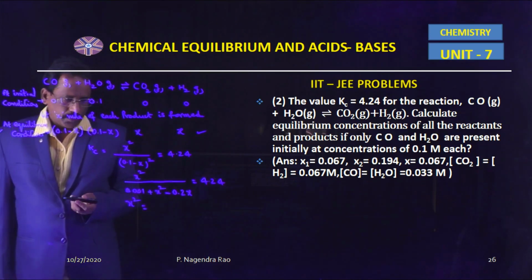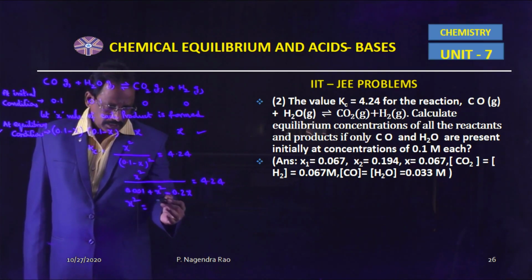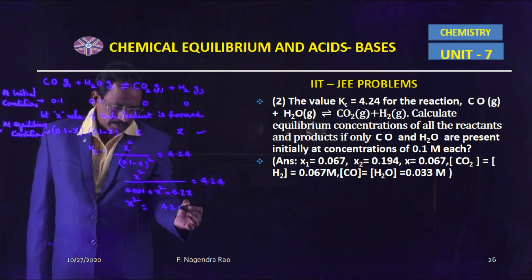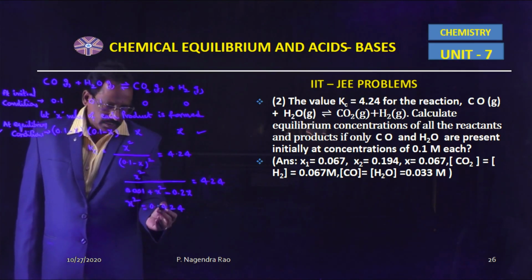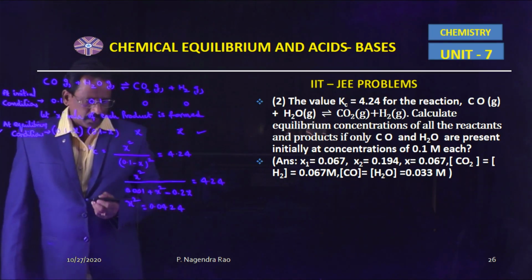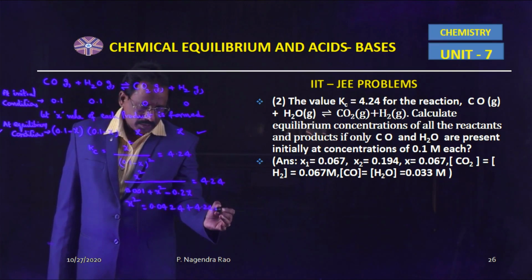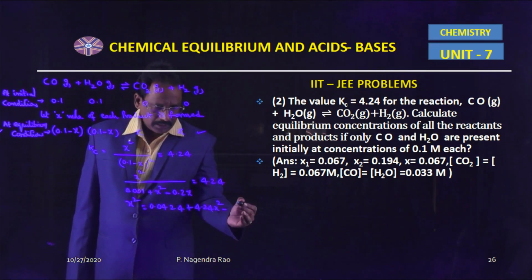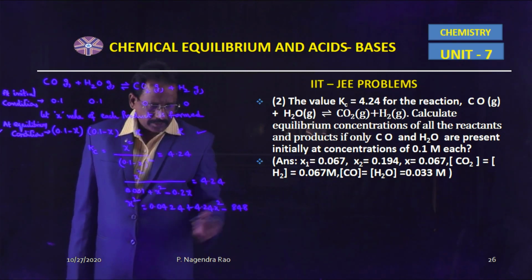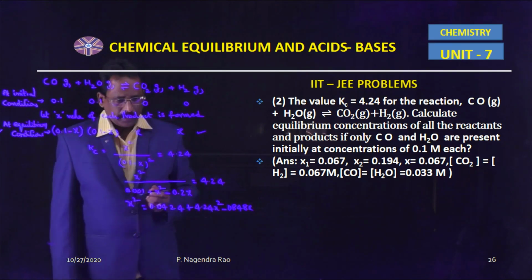Therefore, x square is equal to 4.24 into 0.01, so this is equal to 0.0424, plus 4.24 into x square, minus 4.24 into 2, that is 8.48, so 0.848 into x.